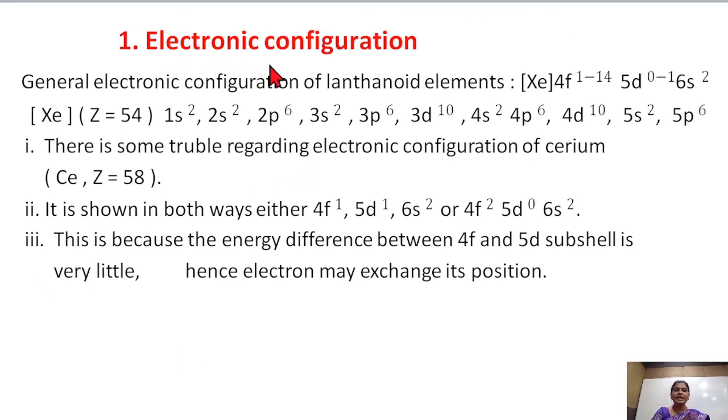First of all, we will see the electronic configuration. General electronic configuration of lanthanoid elements, condensed: xenon 4f 1 to 14, 5d 0 to 1, 6s2. The atomic number of xenon is 54, so it stands for 1s2, 2s2, 2p6, 3s2, 3p6, 3d10, 4s2, 4p6, 4d10, 5s2, 5p6. There is some trouble regarding the electronic configuration of cerium.